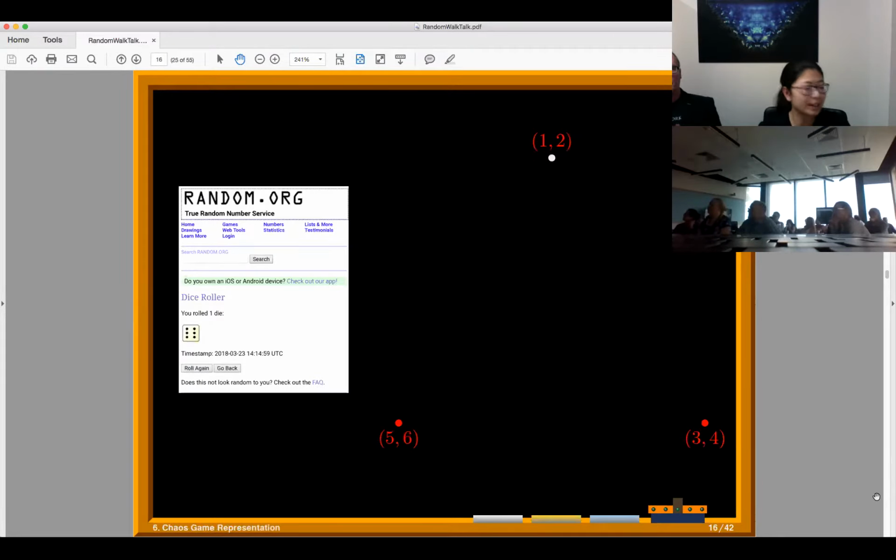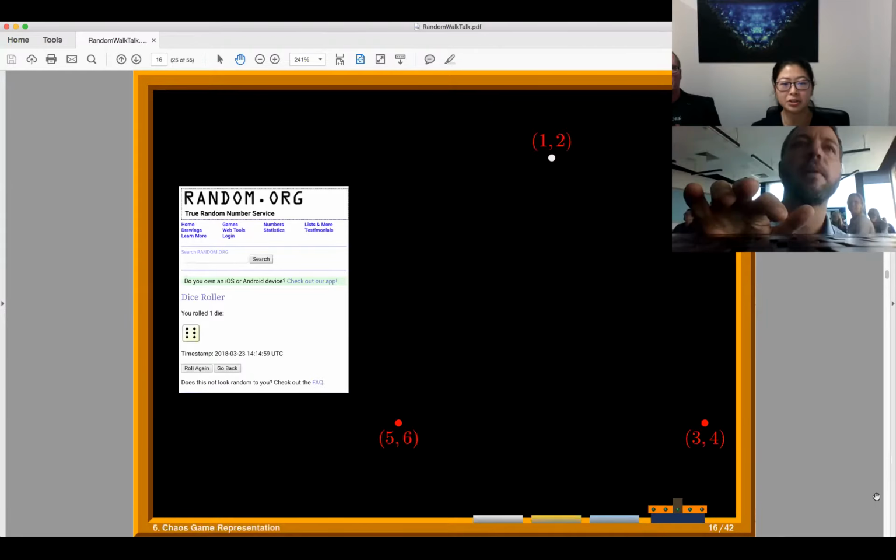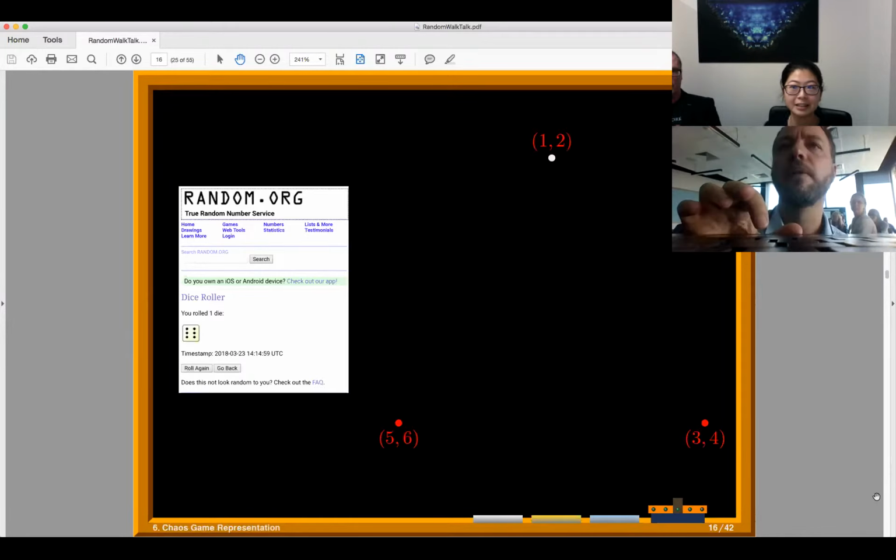But everyone has a phone, so we can just log on to random.org and use their dice roller. I rolled the dice digitally, I guess, and we got 6. So what we're going to do from our pre-existing point is draw an imaginary line to the point and then draw a dot in the middle of that line.